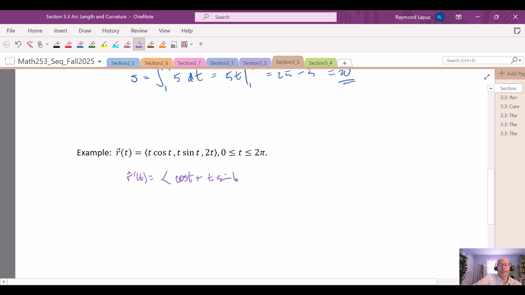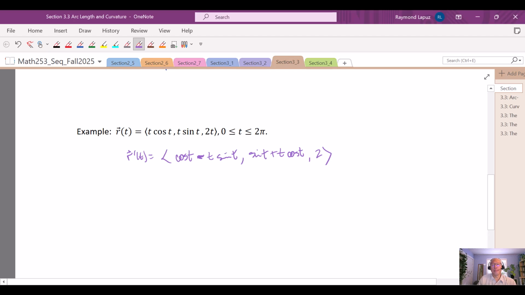So this is negative sine t. I'm going to go ahead and just change this into a minus sign. So that's the first term. The second term is going to be 1 times sine t plus t times cosine t, derivative of first times second, plus the first times the derivative of the second, and then this last one is just going to be 2. Okay, that already looks kind of complicated, but let's go through it.